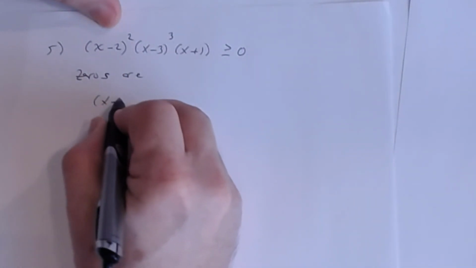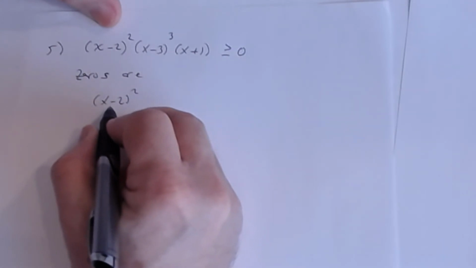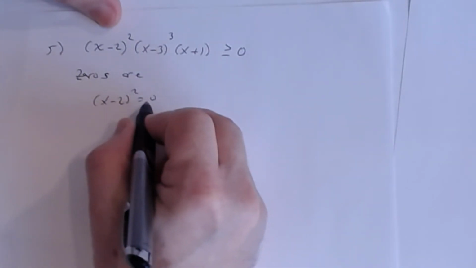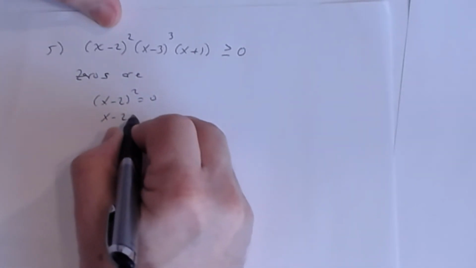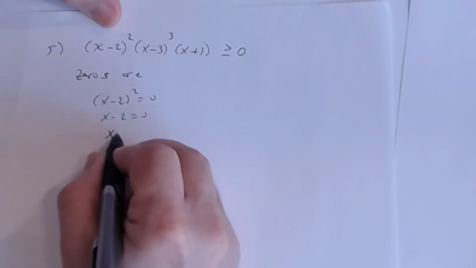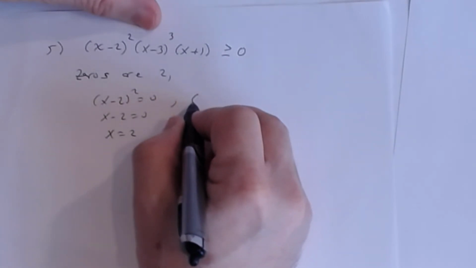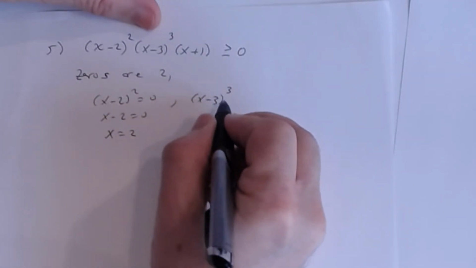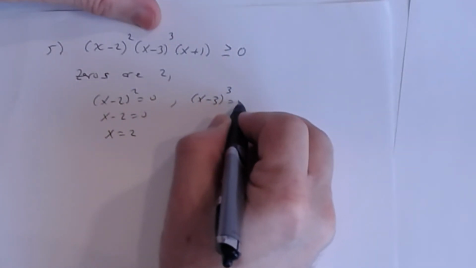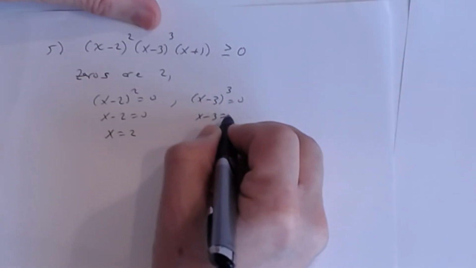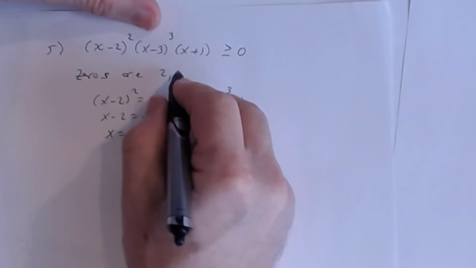So I have 2 factors of x minus 2. So x minus 2 squared. I want to find out when that's 0. Well, that's 0 when x minus 2 is 0. And x minus 2 is 0 when x is 2. So 2. Next one. I have 3 factors of x minus 3. So that's equal to 0 when x minus 3 is 0, meaning x has to be 3.